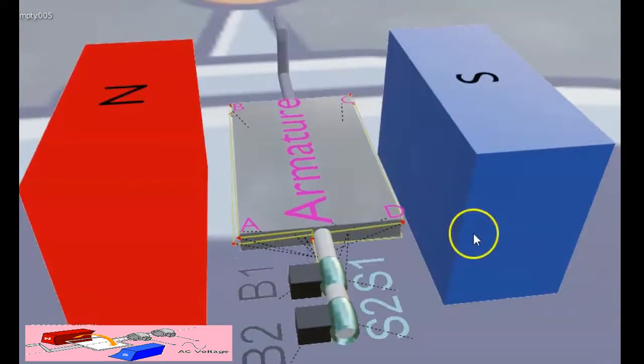Here when we move it in clockwise direction, then AB moves in upward direction. This arm will move in upward direction and CD moves in downward direction. To find the direction of induced current, we have to apply Fleming right hand rule in both the arms, in AB as well as on CD. So let's apply this rule in AB first.